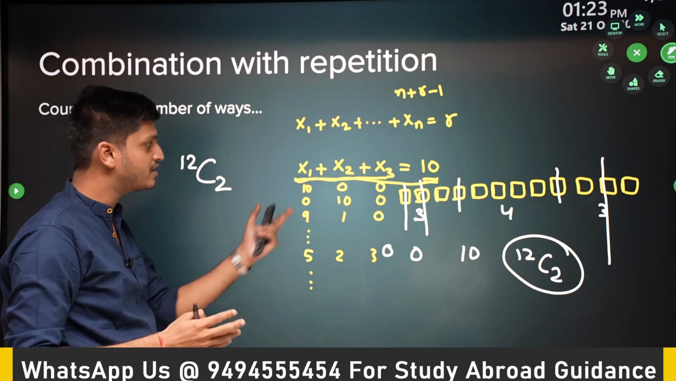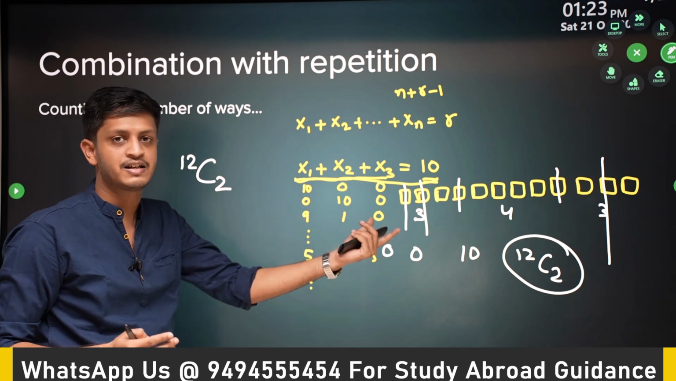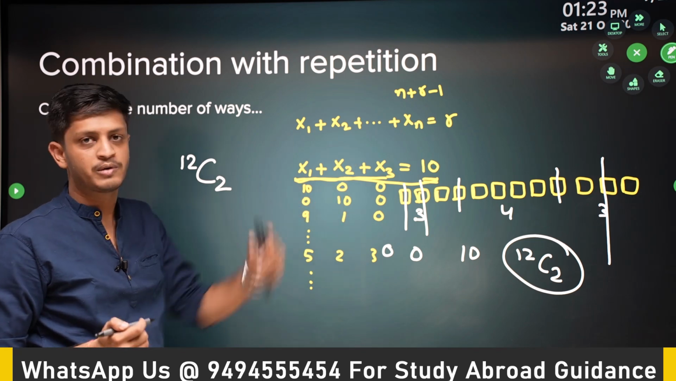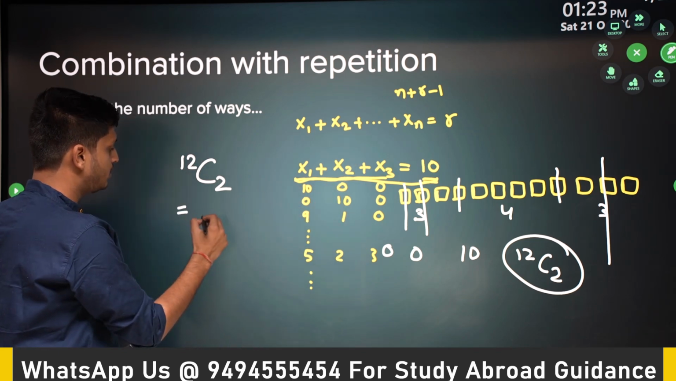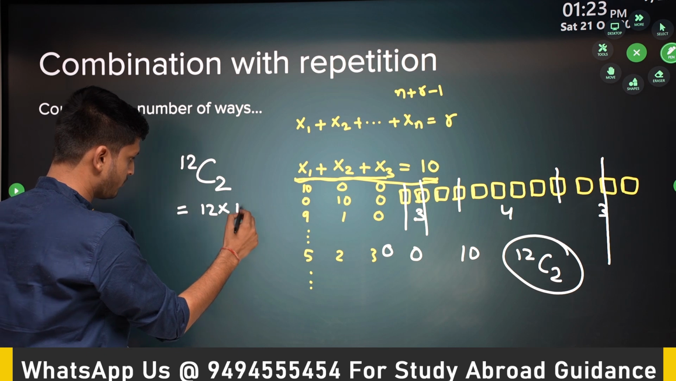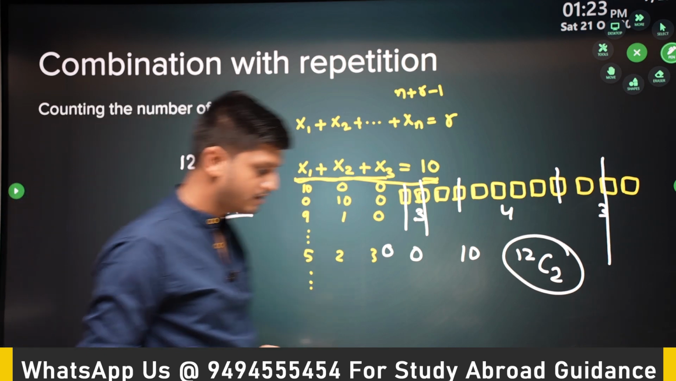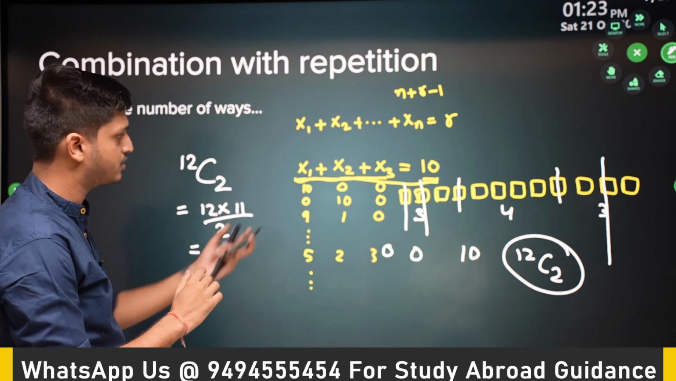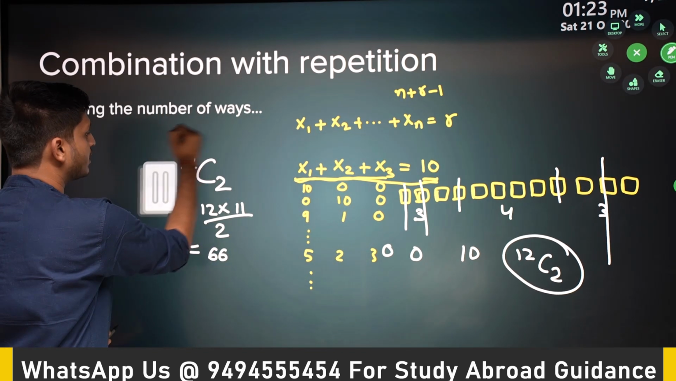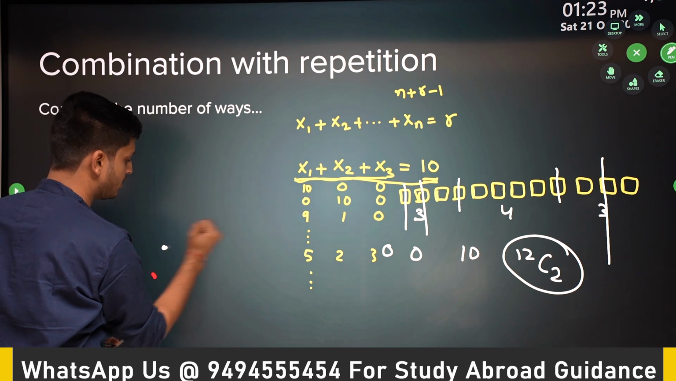The different variations in which we can write values of x1, x2 and x3 such that x1 plus x2 plus x3 is equal to 10. 12C2 is what? 66. Okay? So this is how you solve this question. Now let's solve the generic equation, okay?